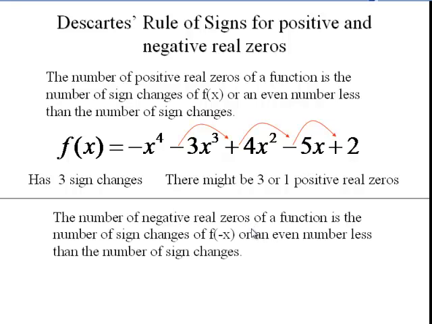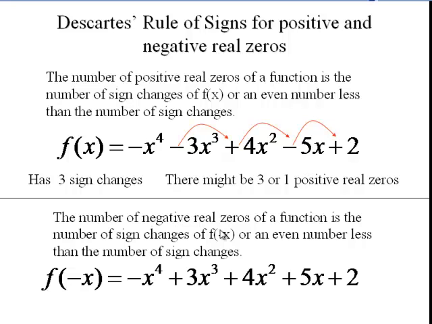Now if you want to check negatives, you do the same thing except plug in a negative for x. Negative to the fourth is positive, so that's minus x to the fourth. Negative cubed times a negative is positive. Negative squared times a positive is positive. Negative times negative is positive, and 2 is positive. So first you plug in a negative value and see what happens. Now we only have one change, so there is only one, or possibly maybe only one, negative real zero. So in this case there may be 3 positives, but only 1 negative.